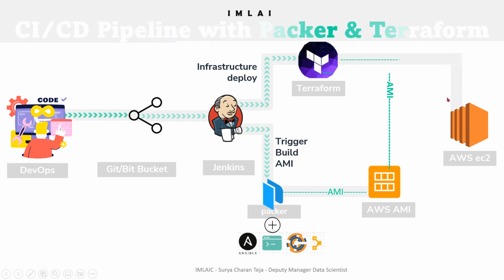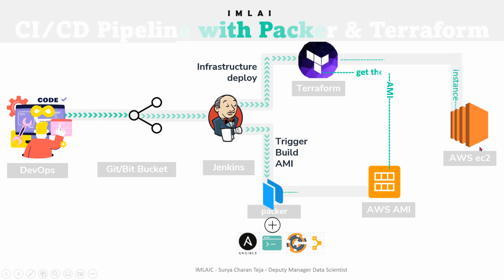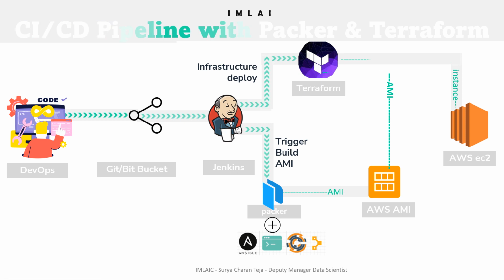This is the continuous pipeline. Continuous integration is at this part, and continuous deployment is there. So deployment is taking place here. So this is how a CI/CD pipeline can be built with Packer and Terraform using the Jenkins automation tool.